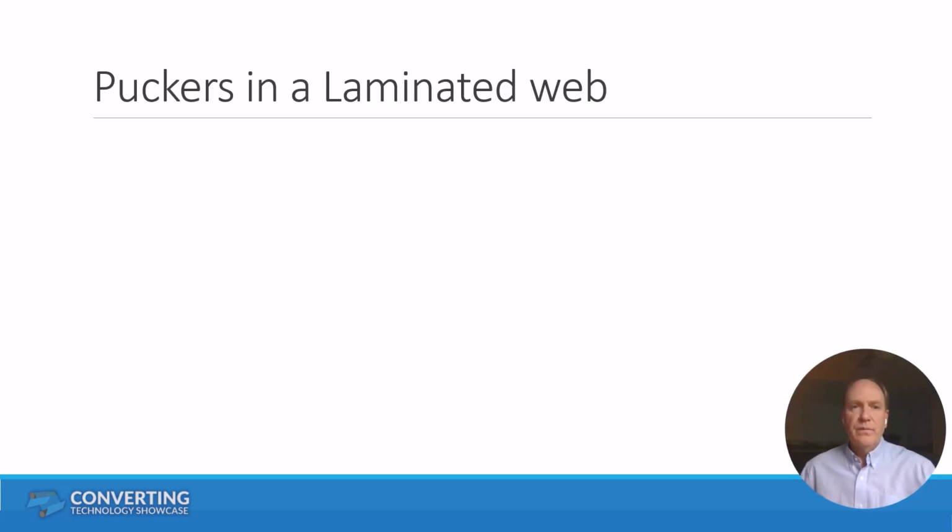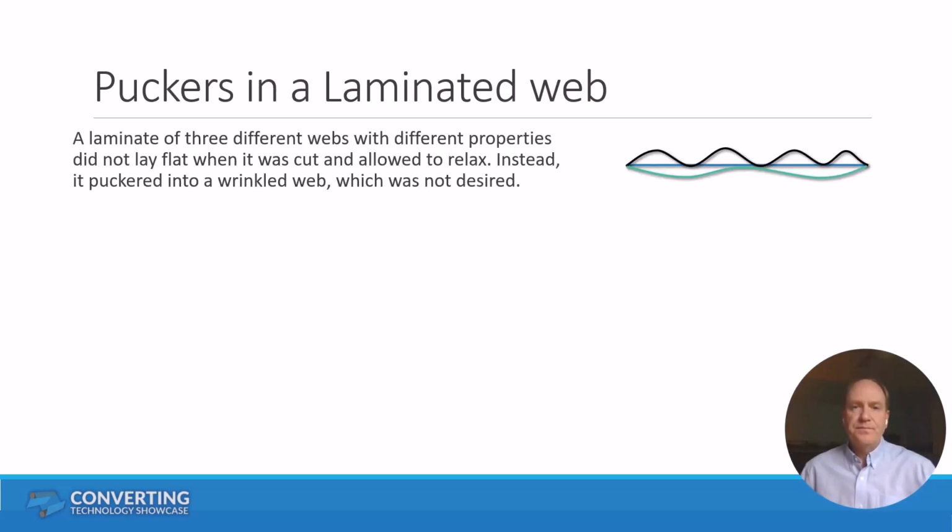Another example was this laminated web. It was comprised of 3 layers. Each layer in the laminate had different properties with respect to modulus of elasticity. And when you cut this laminated web into discrete pieces, it would pucker and curl, mainly pucker.